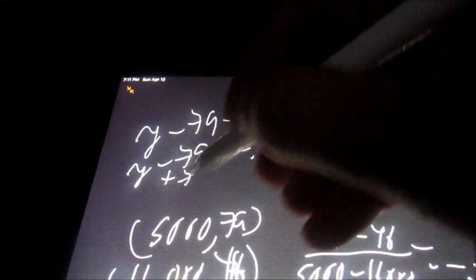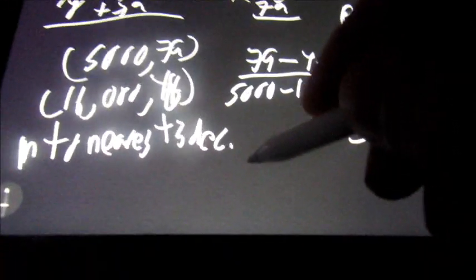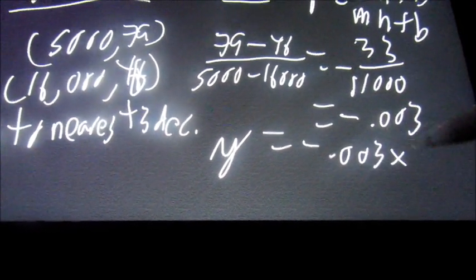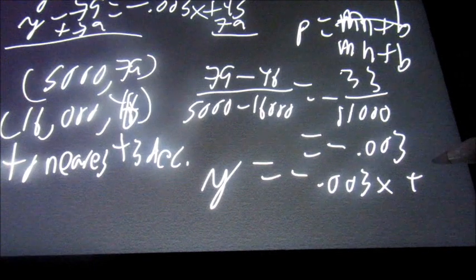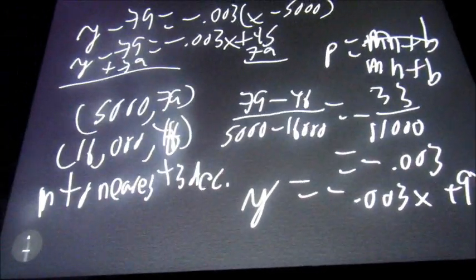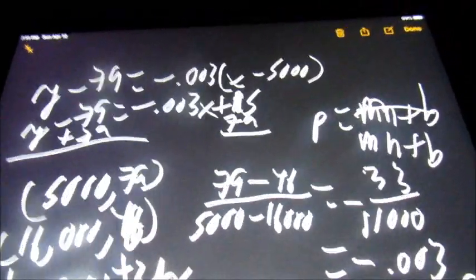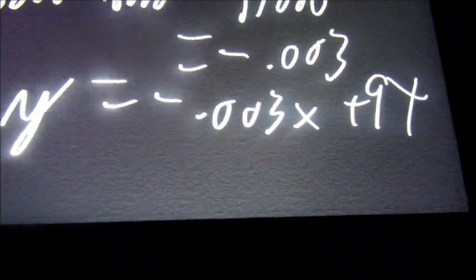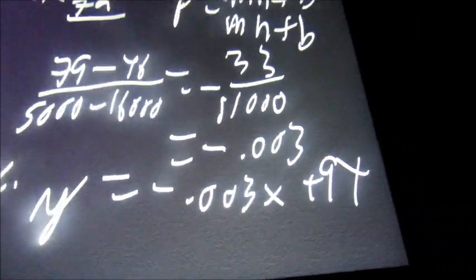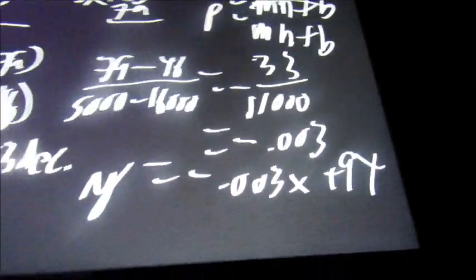Now I add the 79 to both sides, and my answer is going to be y equals negative 0.003x plus 94. Okay, so it's going to be y equals negative 0.003x plus 94. Now, yes, this is what it does say to do, to 3 decimal places.